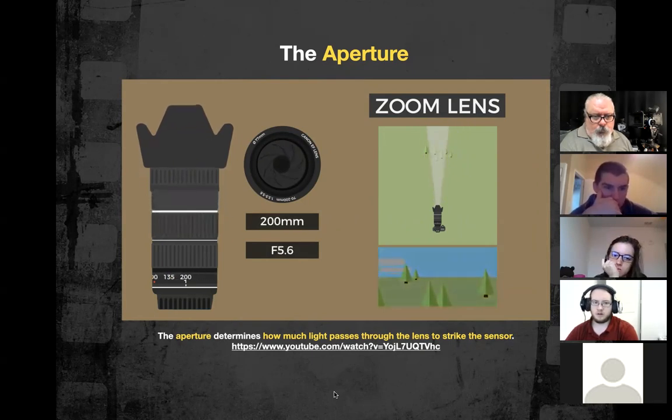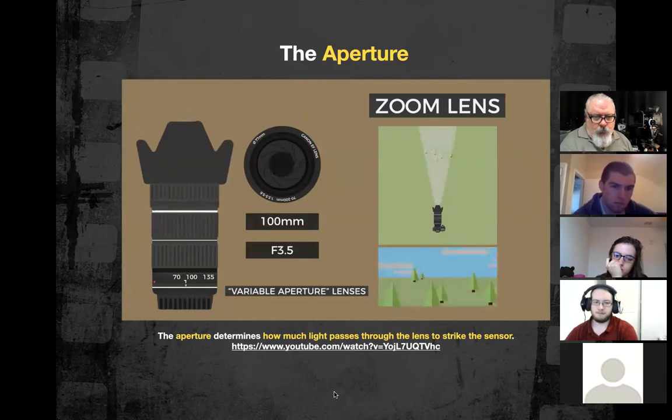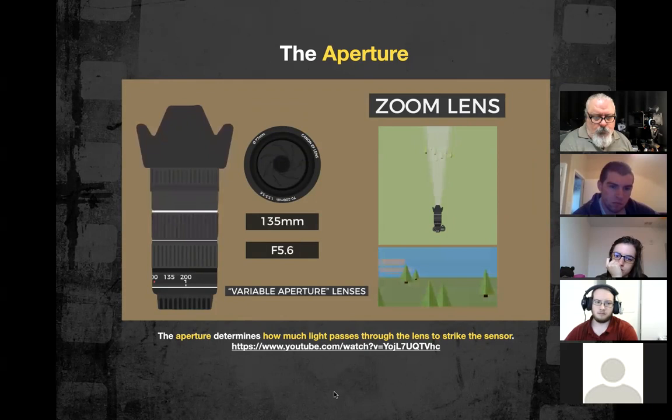These lenses are called variable aperture lenses. This is important because for a zoom lens with a focal length of 70 to 200 millimeters, the aperture may increase from f3.5 to f5.6, decreasing the amount of light entering the camera.